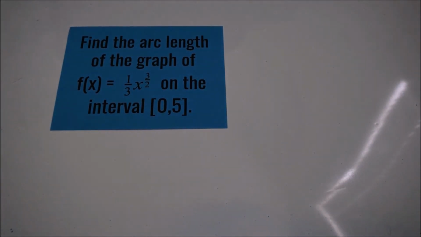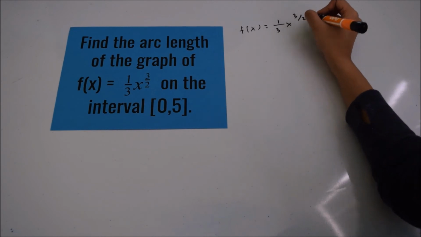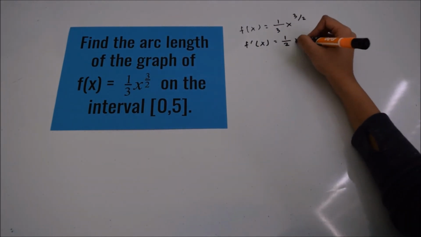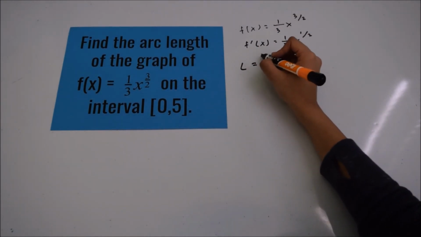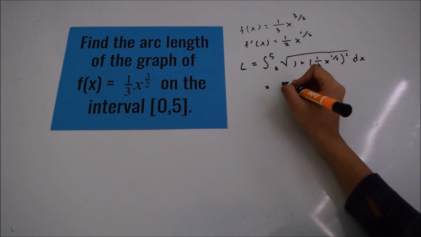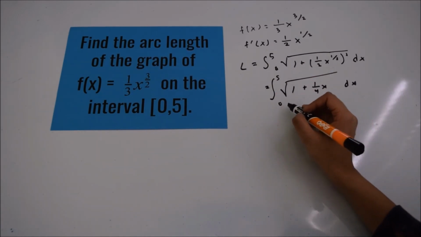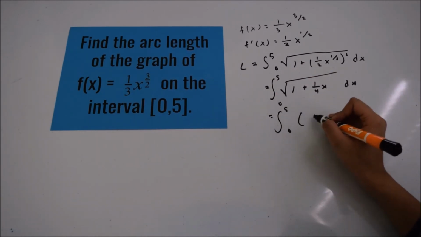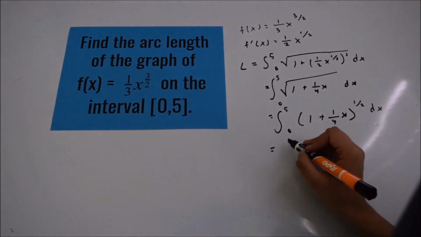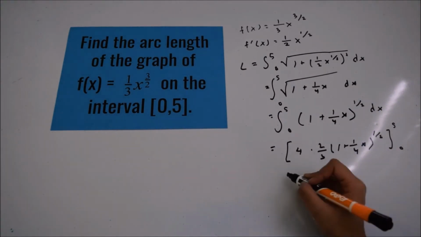Find the arc length of the graph of f of x equals 1 over 3 x to the 3 over 2 on an interval from 0 to 5. This question requires the arc length formula. The first step is to take the derivative of f of x. The derivative is 1 over 2 x to the 1/2. Next, substitute this value in the arc length formula, which will be the integral from 0 to 5 of square root of 1 plus 1 over 2 x to the 1/2 squared. After evaluating this integral, the final answer will be 19 over 3.